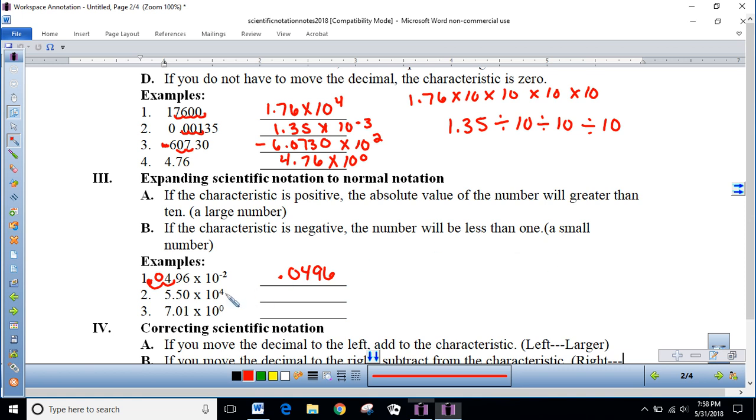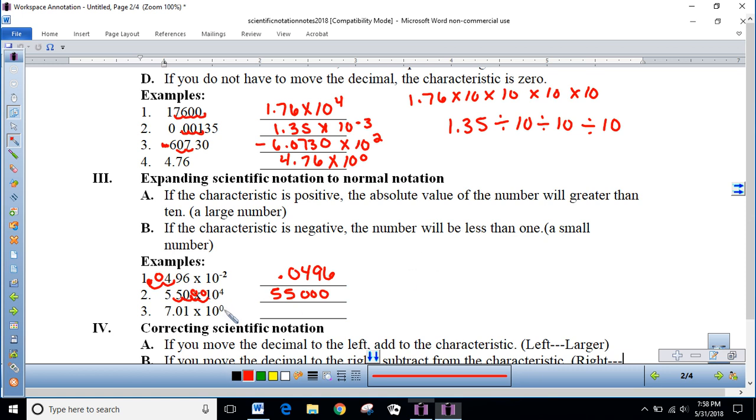This is to the positive 4, so our number is going to get big. So you're going to move it 4 spots. There's 2. And I got to move it 2 more spots. We'll fill those in with zeros. So you get 5, 5, and then 3 zeros behind that. I'm not going to put that decimal. Again, you'll understand that when we do significant figures.